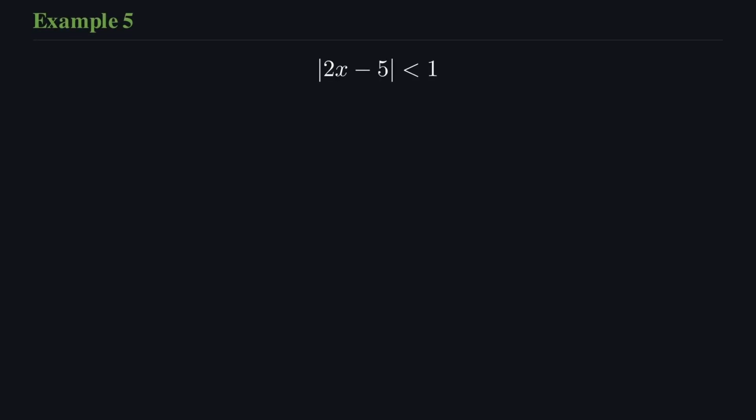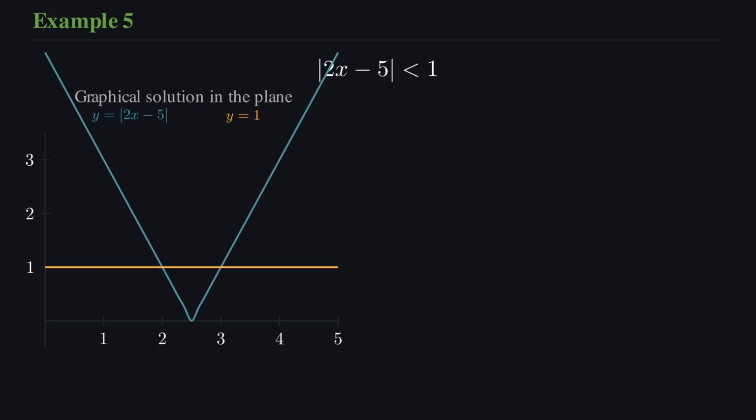Example 5. Solve absolute value of 2x minus 5 is less than 1. Graphical solution. We draw y equals absolute value of 2x minus 5 and the horizontal line y equals 1. Because the inequality is strict, we want the part of the v graph that lies strictly below the line y equals 1. On the graph, the two curves meet at x equals 2 and x equals 3. Between these x values, the v shape is below the line.